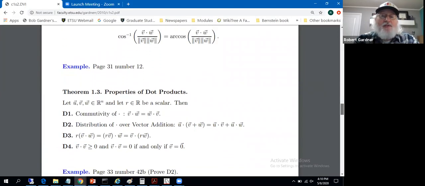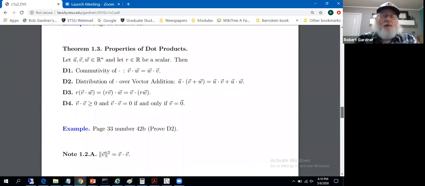Some properties now of dot products. So we introduced norms and dot products. We saw properties of norms above. Here are some properties of dot products. We'll go through the proof of one of these. Take three vectors, u, v, and w from Rn. Let r be a scalar. Then dot products are commutative. v dot w equals w dot v.